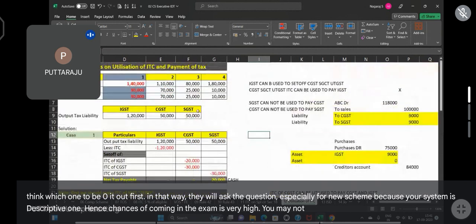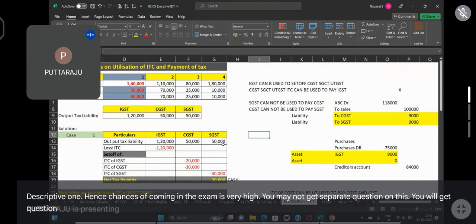You may not get a separate question on this. You will get it within other questions, and they will ask you to calculate payment of tax. In that question, it is a linking question.